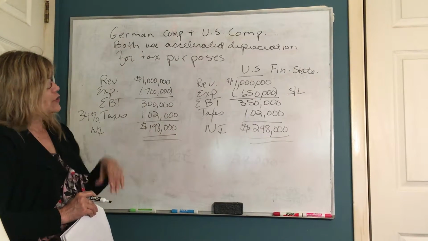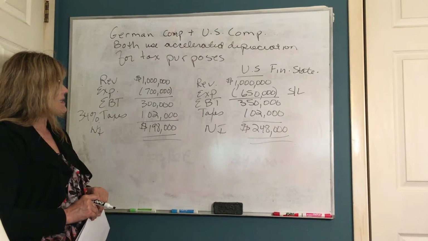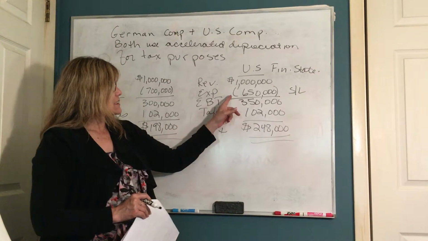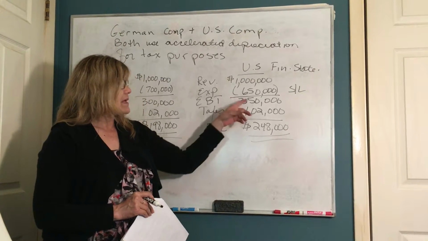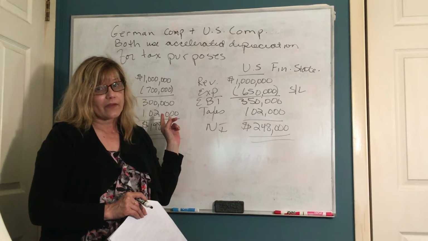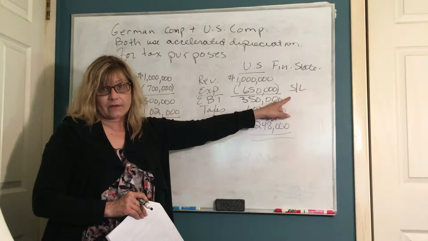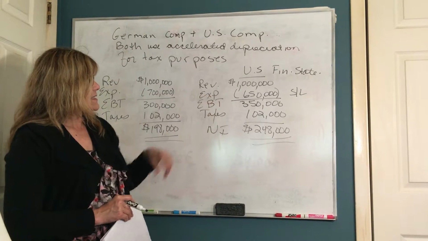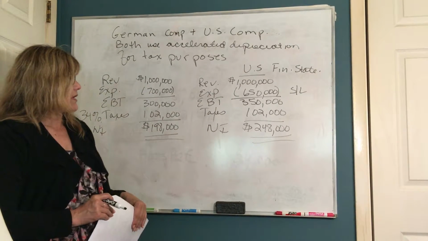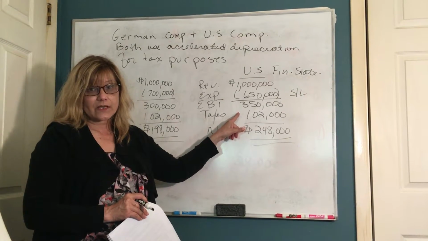So let's look at the U.S. company's financial statements. Revenue's the same, $1 million. Here, our expenses are less. They're $650,000 because we didn't use the accelerated method for depreciation. We used a straight line method, which gave us lower expenses. So if you subtract that $650,000 from $1 million, we get earnings before taxes of $350,000.